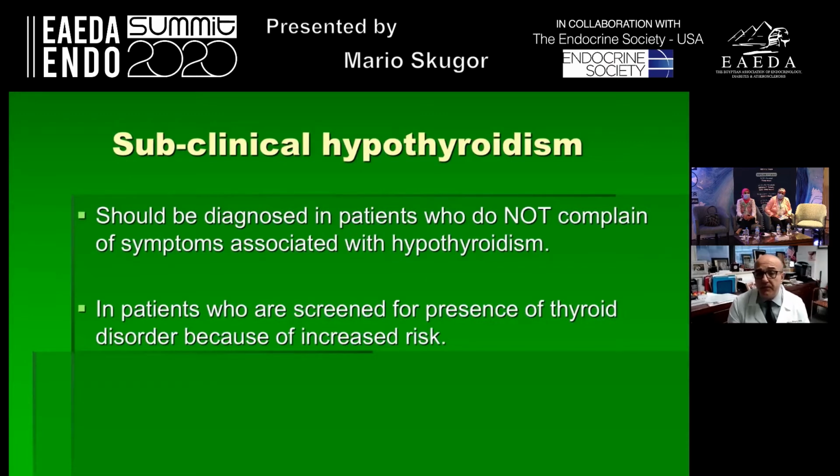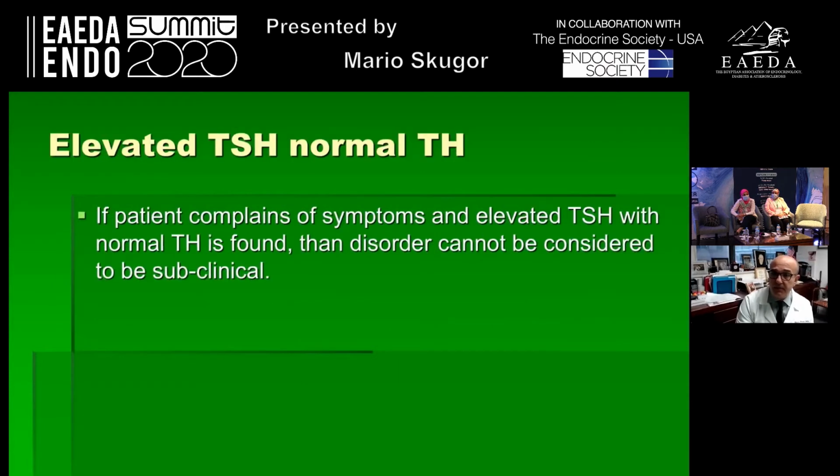Now, if you have a patient who has symptoms that would be suggestive of a thyroid disorder, and you check them and you find abnormal labs, that is not subclinical. That is a clinical disorder, regardless of how severe the laboratory abnormality is. So you should be diagnosing subclinical hypothyroidism in patients who do not complain of symptoms associated with hypothyroidism. So you check them routinely, you find elevated TSH, they're still not complaining of anything, that is subclinical disorder. But as I already said, if a patient complains of the symptoms and you find abnormality, that is not considered subclinical.